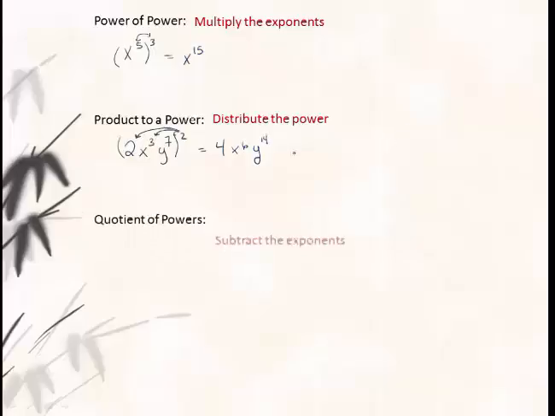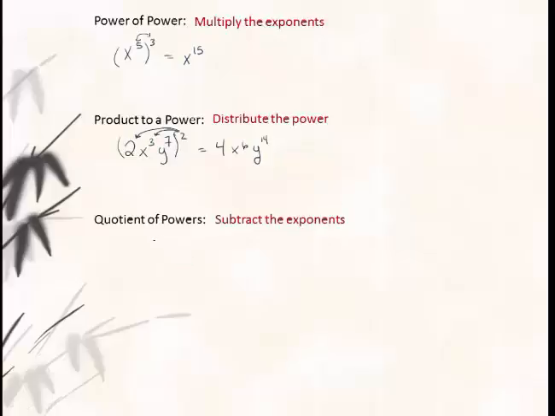Quotient of powers, I need to subtract the exponents. So for example, if I have x to the 5th, y to the 10th over x to the 3rd, y to the 17th, I subtract 5 minus 3 will give me x squared. And since the 5 was larger, the x squared is on top. 17 minus 10 will give me 7, and since the 17 was larger, the y is on the bottom.